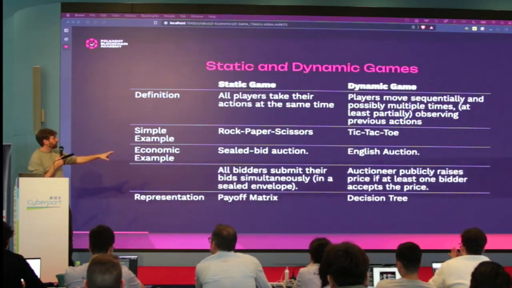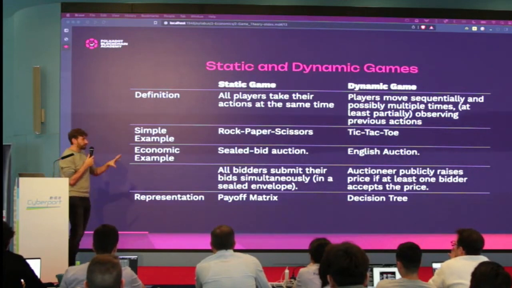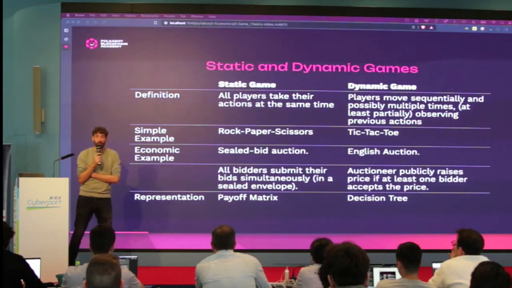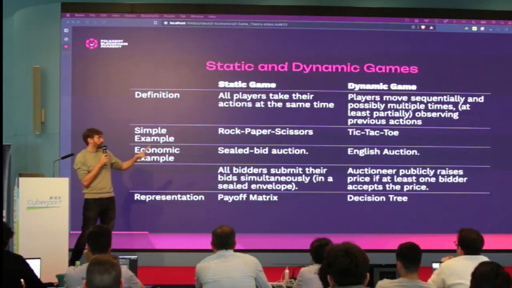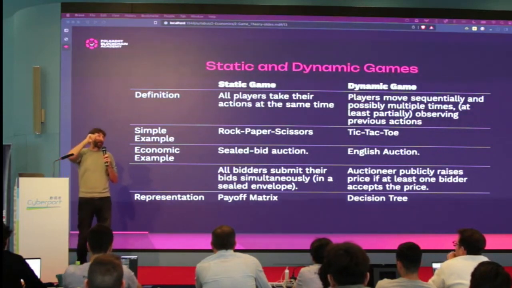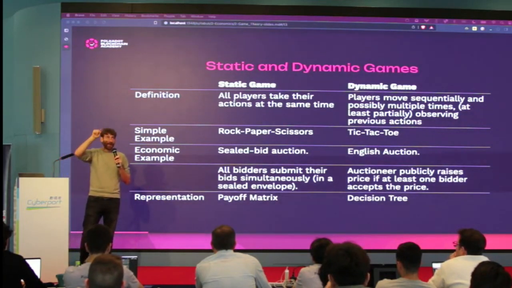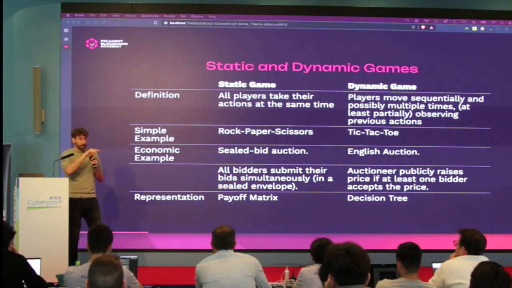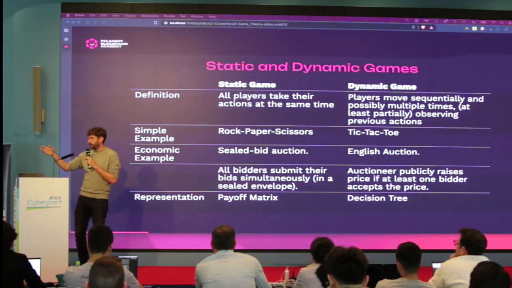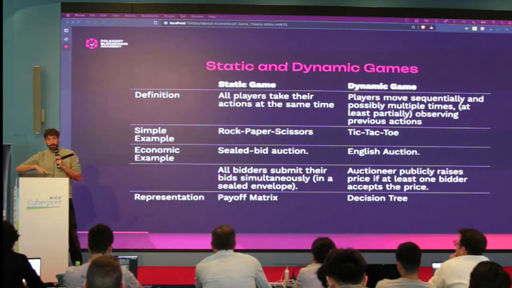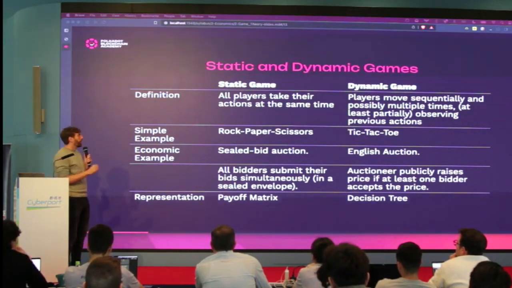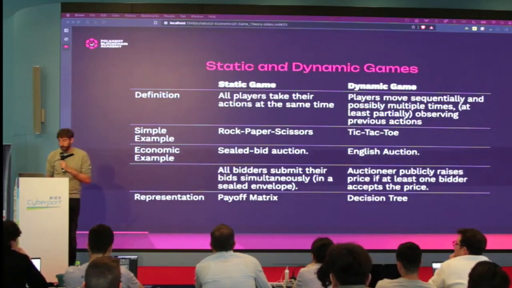The representation for these kinds of games, for the static games, will be a payoff matrix, and we will be focusing on this. For the dynamic games, there's the decision tree, where you would graph the different games as a decision tree and put them all together. Then we can do something like I said before, where you start to analyze the lowest game and deduce backwards the solution for the first one. But we will focus on the payoff matrices.